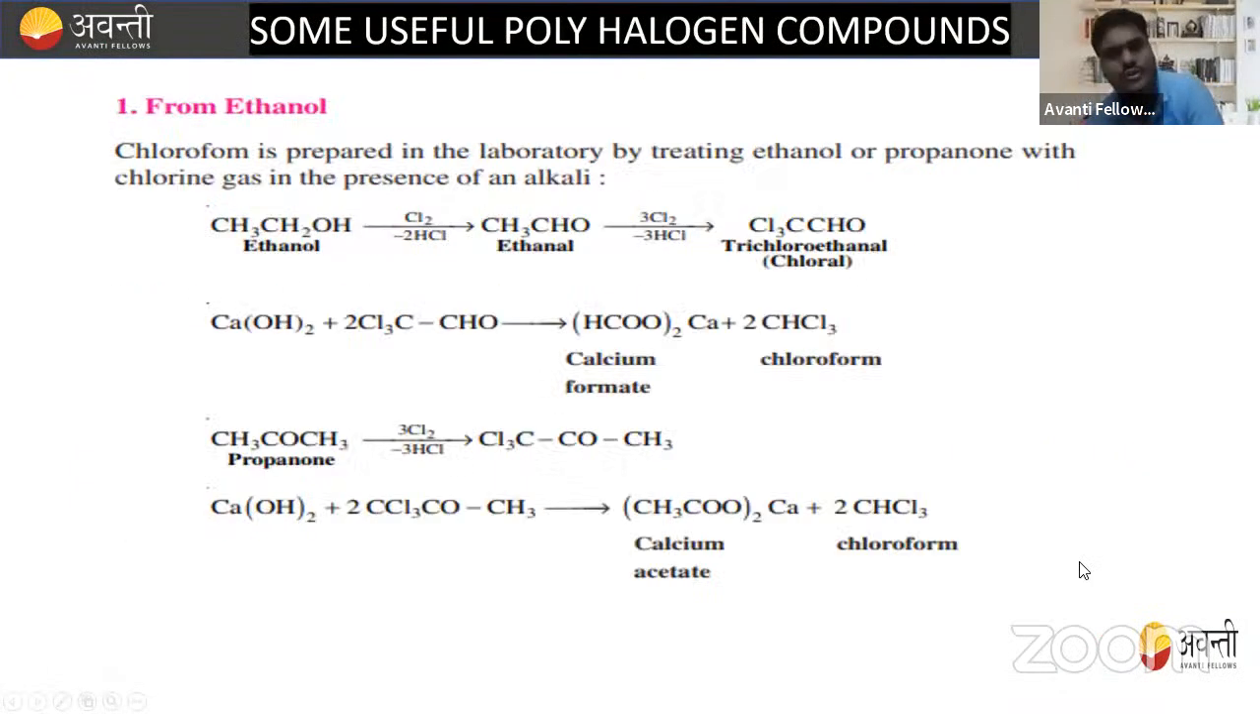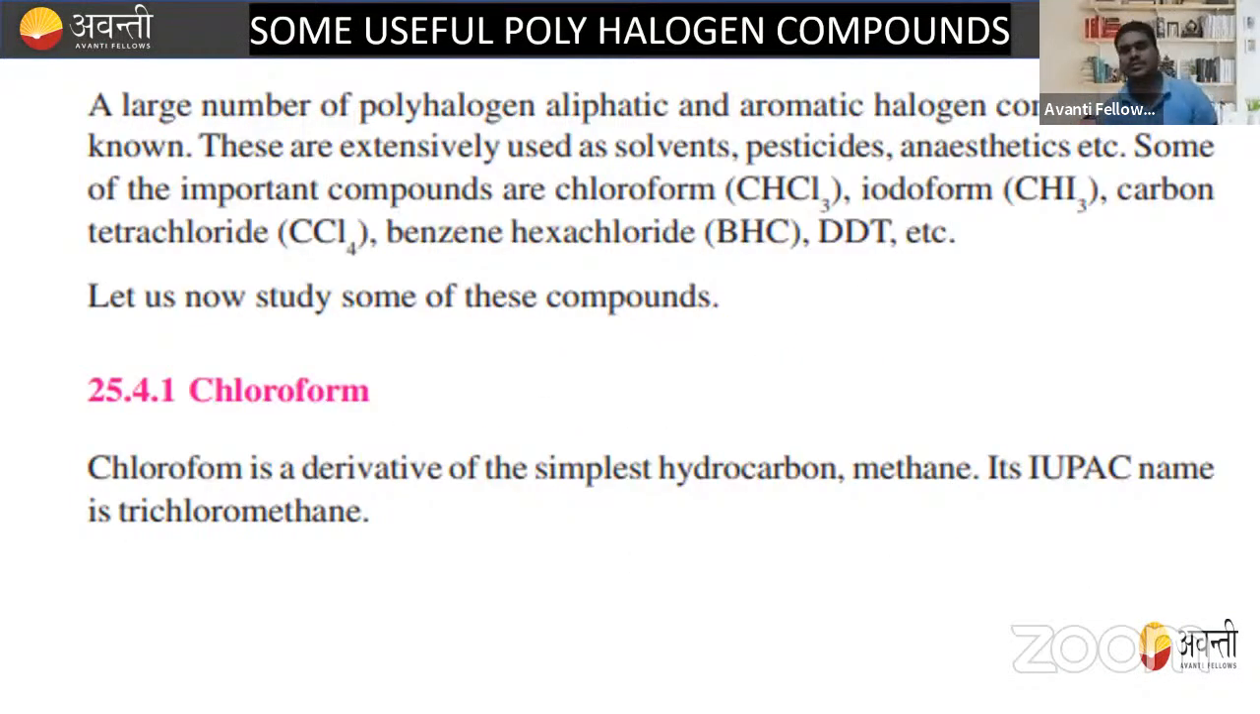Okay, so there are some useful polyhalogen compounds that we have. A large number of polyhalogen aliphatic and aromatic halogen compounds are known. These are extensively used as solvents, pesticides, and antiseptics. Some of the important compounds are chloroform, iodoform, carbon tetrachloride, benzene hexachloride, and DDT.